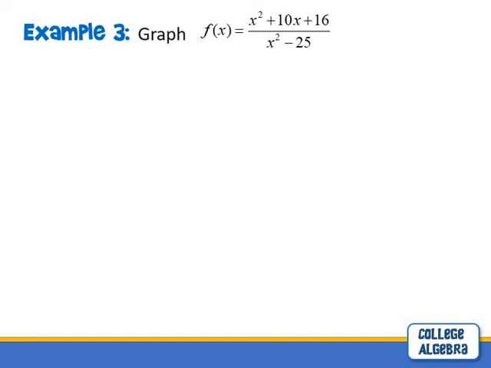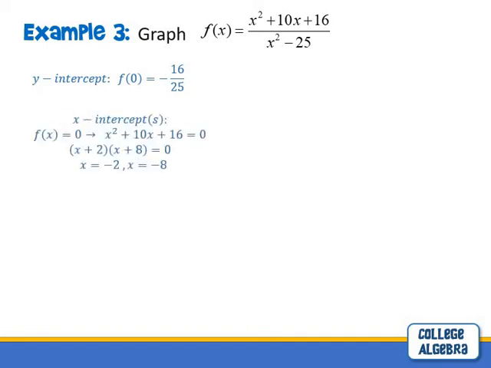Okay, another example. Quadratic over a quadratic. X squared plus 10x plus 16 divided by x squared minus 25. So we go through all of the same steps. Plug in 0, you get your y-intercept: negative 16 over 25, so a little bit less than -1 in the negative direction, between 0 and -1.